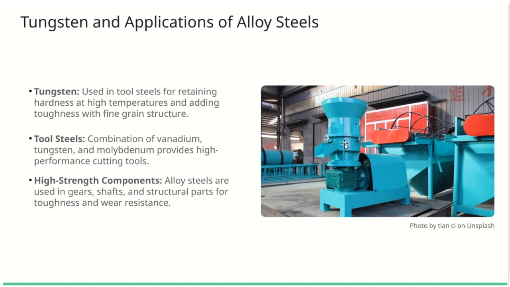And then you see your CNC machine, your milling machine, your lathe machine. The base of that machine is made of tool steel and high strength components. Alloy steels are used in gears, shafts and structural parts for toughness and wear resistance.